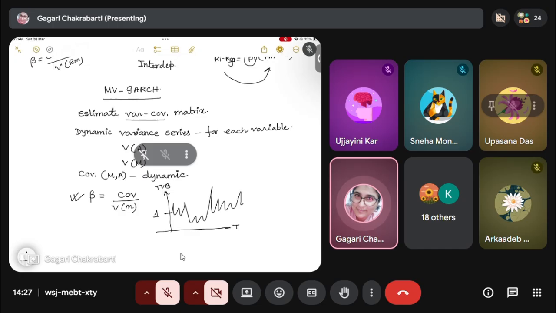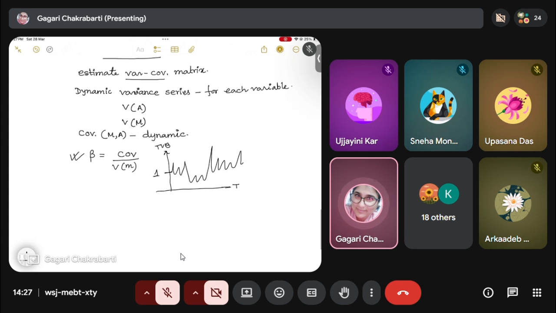So when you are estimating the multivariate GARCH model, in the multivariate GARCH model, we estimate the variance covariance matrix. So if you estimate the variance covariance matrix, then from there you will be getting the dynamic variance series. We don't exactly call this dynamic variance, we use a different name which is called the conditional variance, conditioned on the past values of the volatility as well as past news impact.